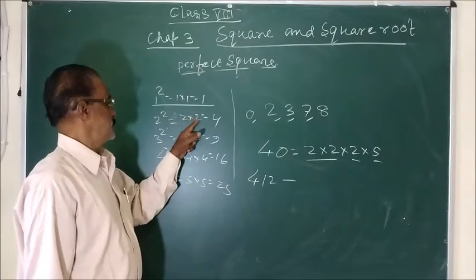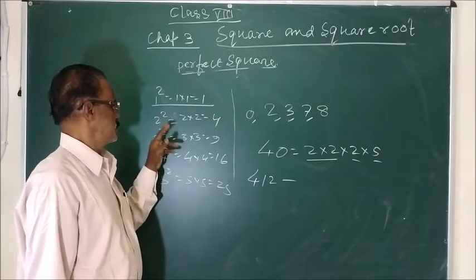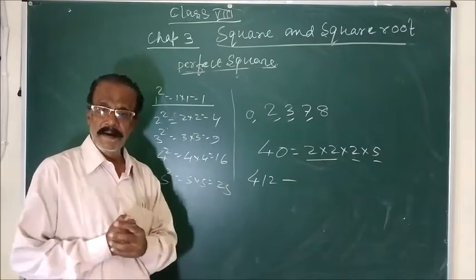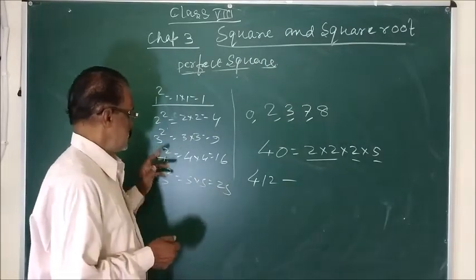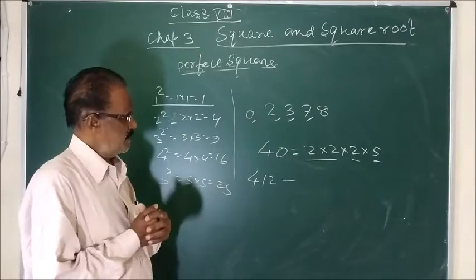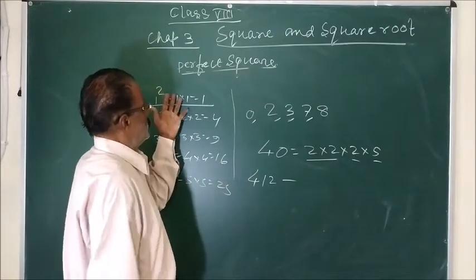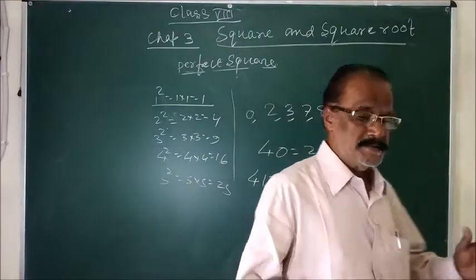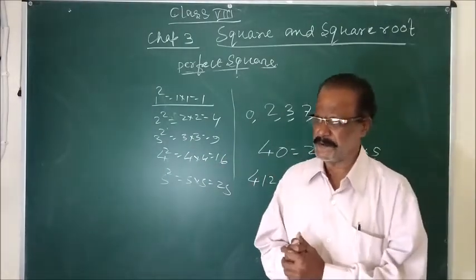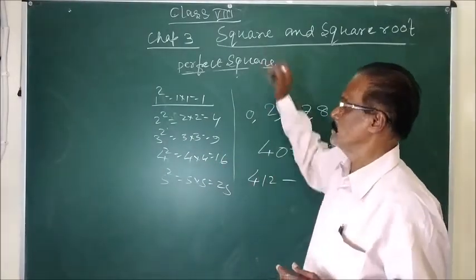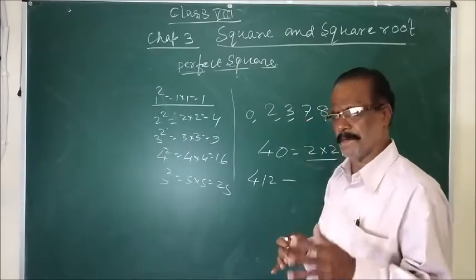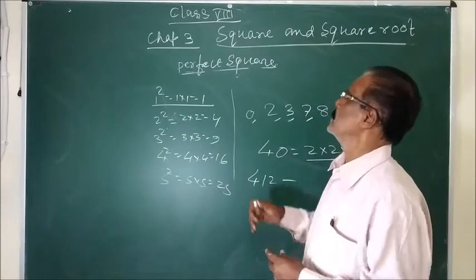2 square, 2 into 2, 4. 4 is even, 2 is even. The square of an odd number is an odd number, and the square of an even number is an even number. These are the important points in case of square. So I repeat whatever I have explained now.